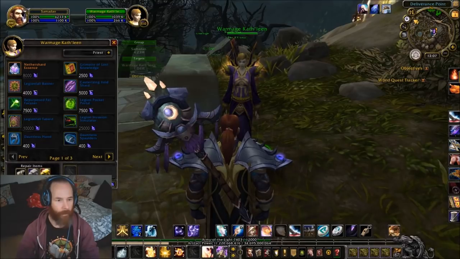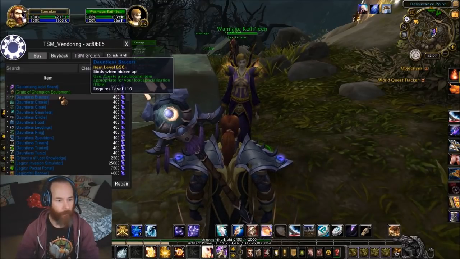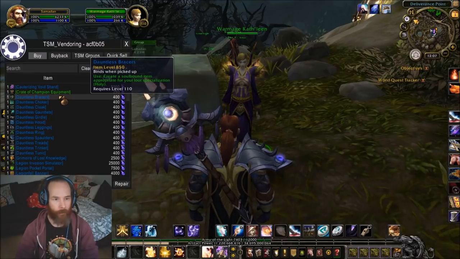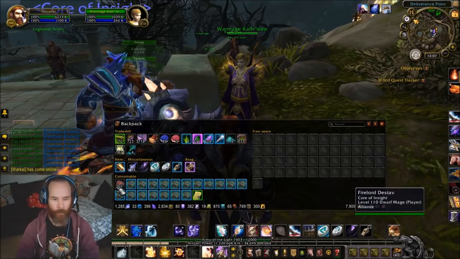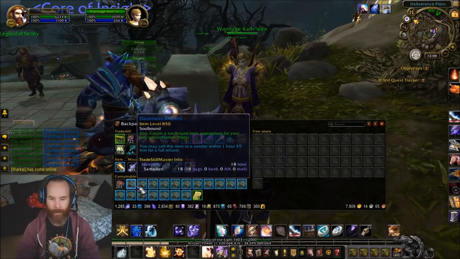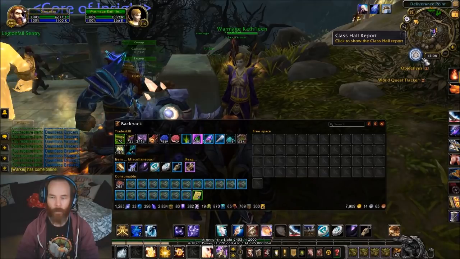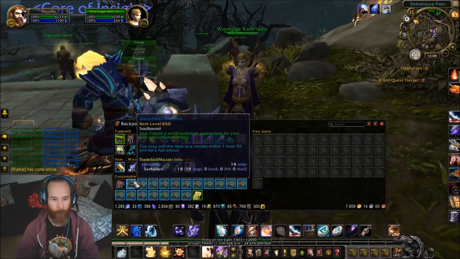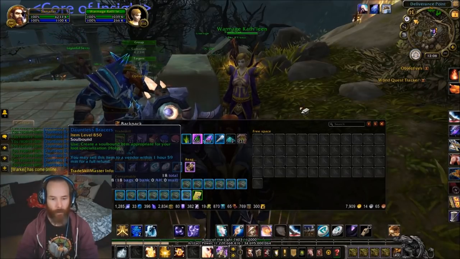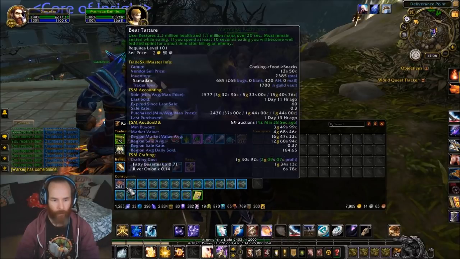If I use my TSM vendoring here and I buy myself a whole load of bracers with 7,500, that gives me 18 Dauntless items, that gives me 18 chaos crystals. So that's a really good thing to make sure you do in your order hall missions, is to look out for that 7,500 nether shards, and then you can disenchant all of these into chaos crystals.